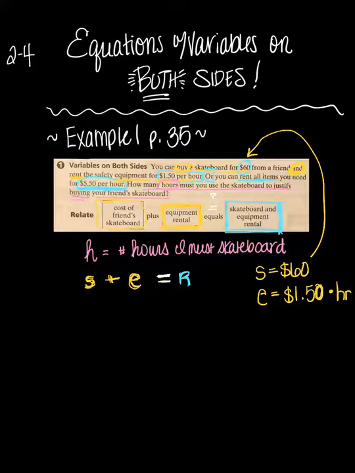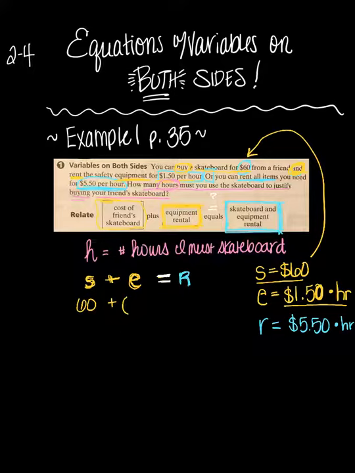And then I get my blue variable, the rental. To rent everything, including my skateboard, is $5.50 per hour. Again, this is a multiplication by hour because my cost is only going to go up as my hours go up. All right, so now I have some numbers. Let me plug these in. S equals 60, so I'm going to put 60 in place of S. And then E was 1.50 times hour, so I'm going to put that in place of E.